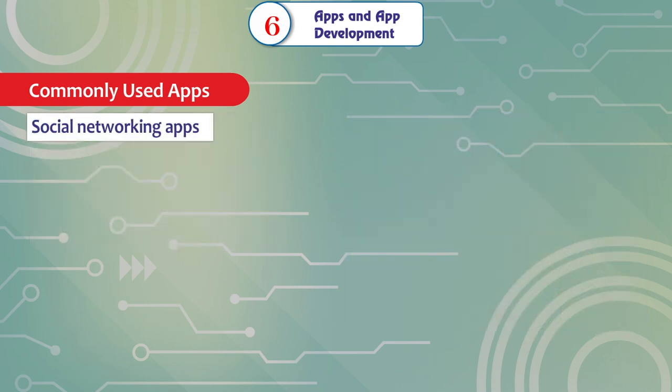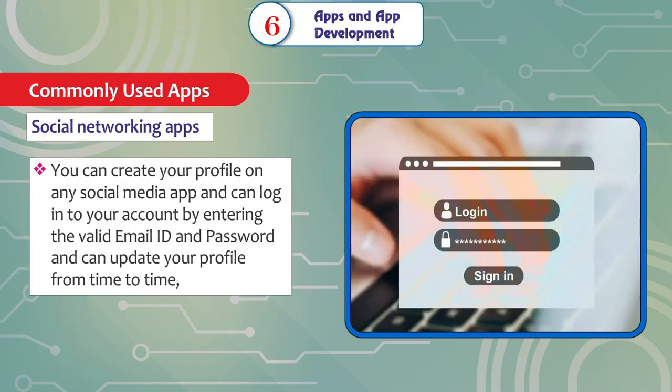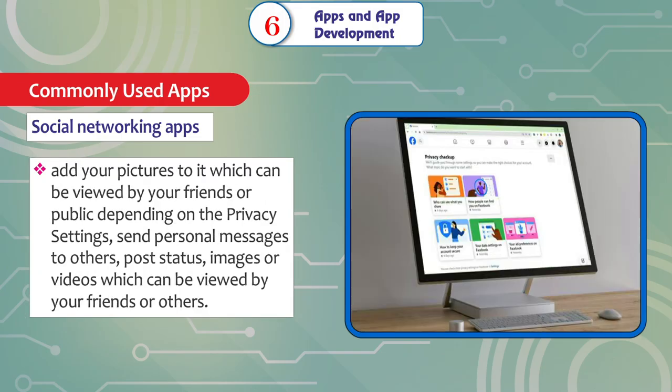Social networking apps. Social networking apps are used to send and receive messages, post pictures and videos, make voice calls, and much more. You can create your profile on any social media app and can log in to your account by entering a valid email ID and password and can update your profile from time to time. Add your pictures to it, which can be viewed by your friends or public depending on the privacy settings. Send personal messages to others, post status, images or videos which can be viewed by your friends or others.